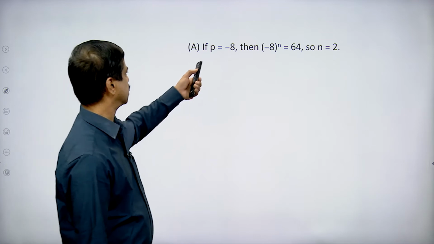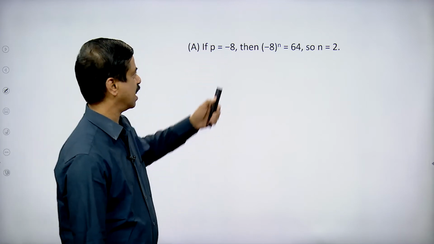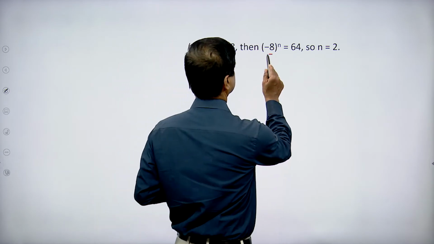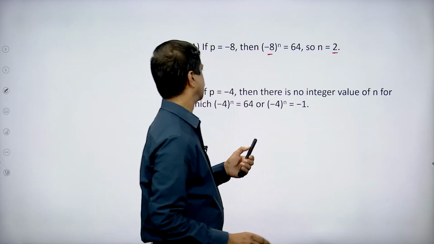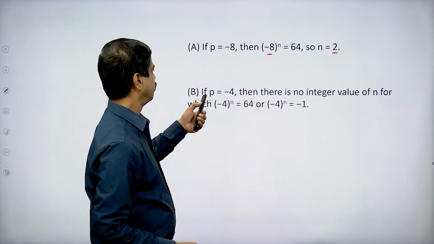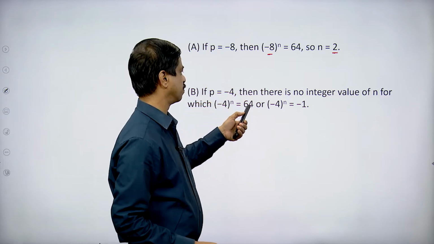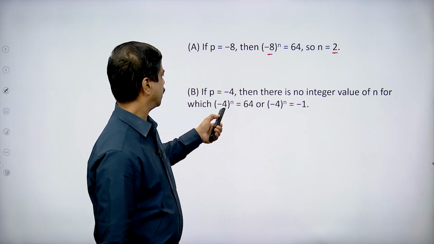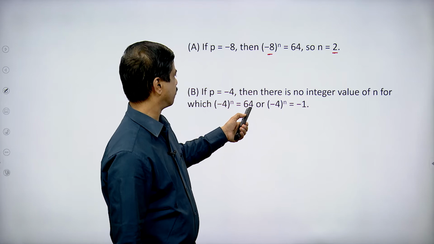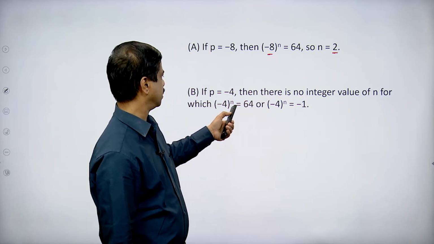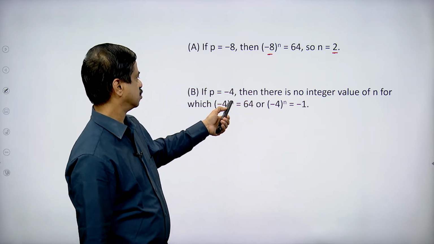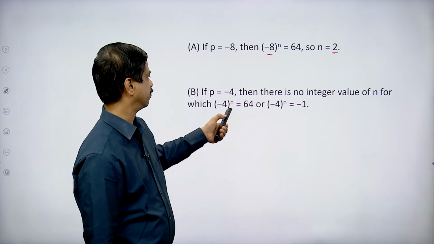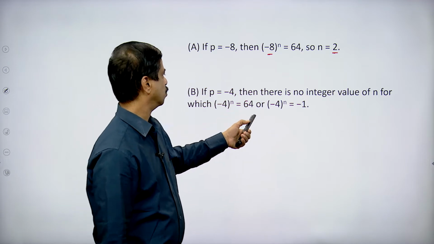Now if p equal minus 8, first option, minus 8 to the power of 2 is 64. Minus 8 is an integer, 2 is also an integer. Now if you take second option B, minus 4 to the power of n is 64. Here minus 4 to the power of n, 64 means what? You are getting positive. So 4 cube is 64. Therefore, this is not possible.